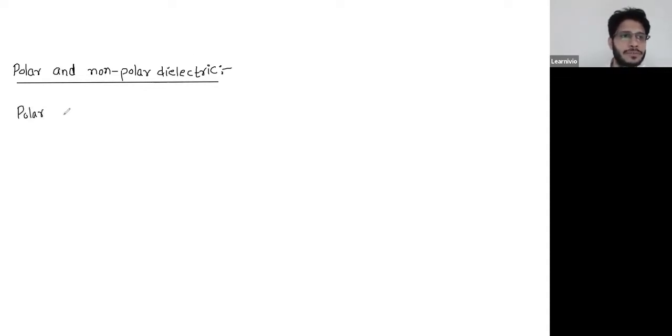See, what is polar dielectric? In polar dielectrics, the center of positive and negative charge does not coincide. In a polar dielectric, the center of positive and negative charge in a molecule are at some separation. If positive and negative charge do not coincide, that means the system will have a non-zero dipole moment.